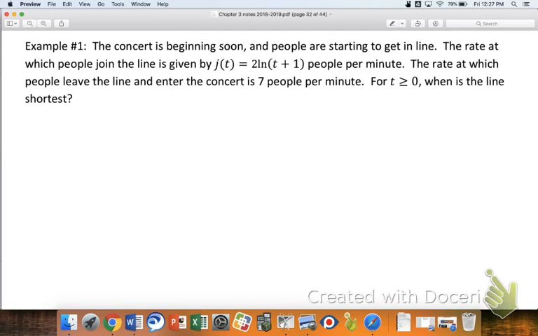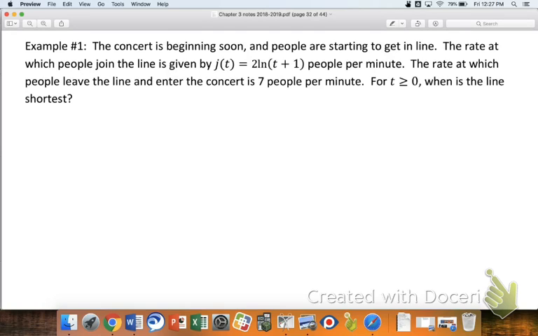Maybe it was a free concert and they only have so many seats or something, right? That's happened before. Okay, so I read it out loud. Can anybody summarize this in just a handful of words? People are getting in line and leaving the line. Yeah, people are getting in line and leaving the line.